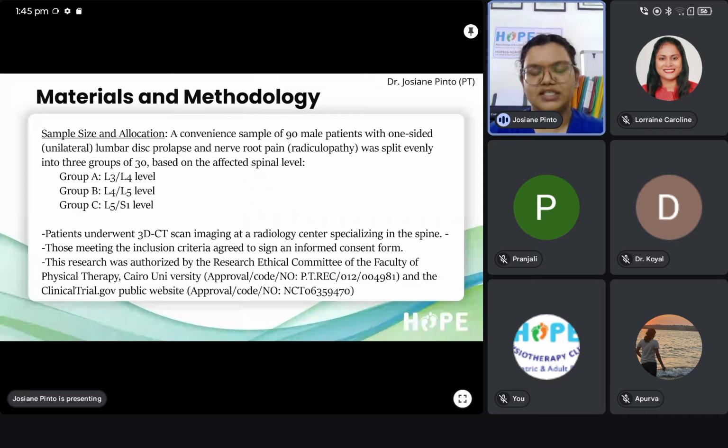Now, these 90 male patients were divided into three groups based on the affected spinal level. So, L3, L4 level was group A, L4, L5 level was group B, and L5, S1 level was group C. Patients underwent 3D CT scan imaging at a radiology center specializing in the spine. Those meeting the inclusion criteria agreed to sign an informed consent form, and this research was authorized by the Research Ethical Committee of the Faculty of Physical Therapy, Cairo University.